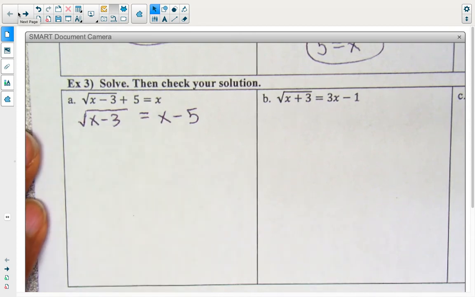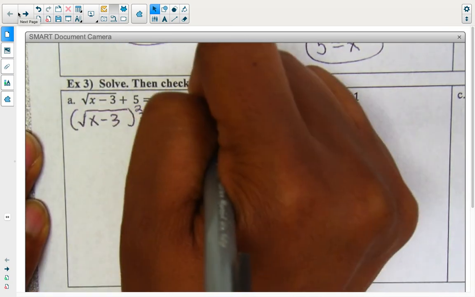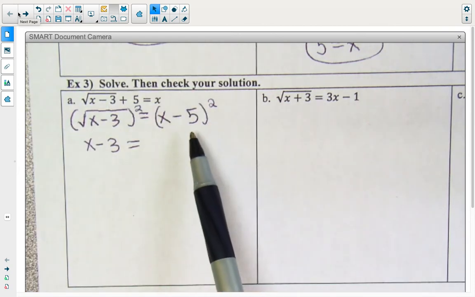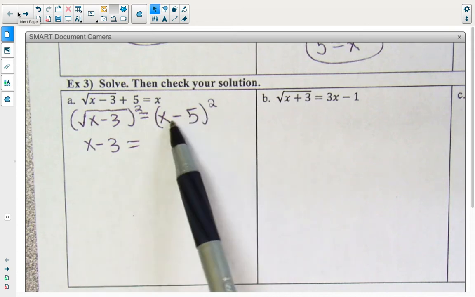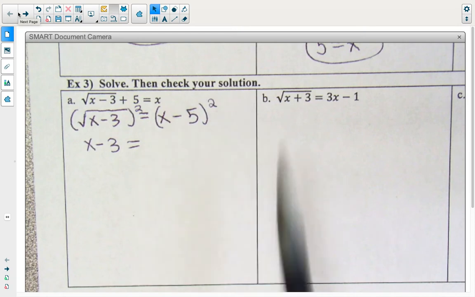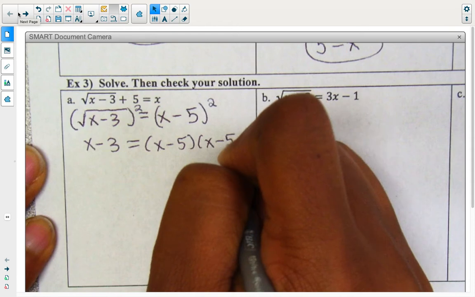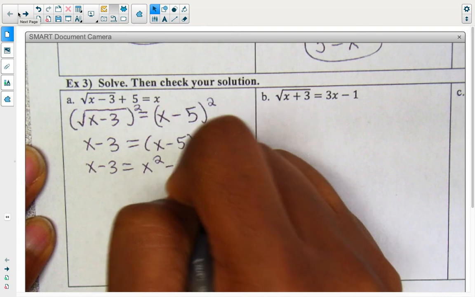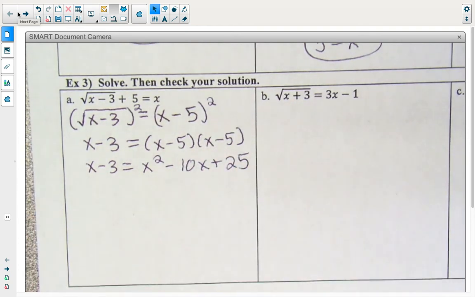The opposite of square rooting something is to square both sides. So I'm going to square this side, and I'm going to square this side. When you square this side, it is not x squared plus 25. That is incorrect. When you square this side, you have to multiply it out using box method or distributive property. So we're really doing x minus 5 times x minus 5. So somewhere off to the side, you should be doing the box method or distributive property to multiply this out. When you multiply that out, it gives you x squared minus 10x plus 25.